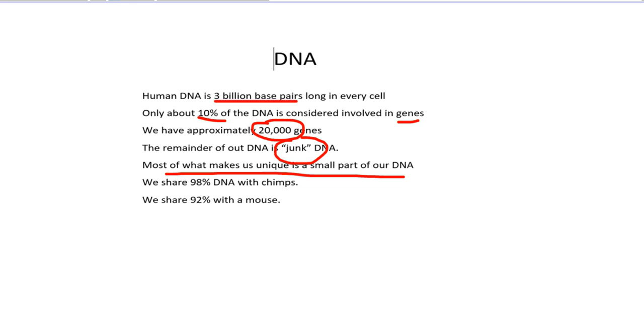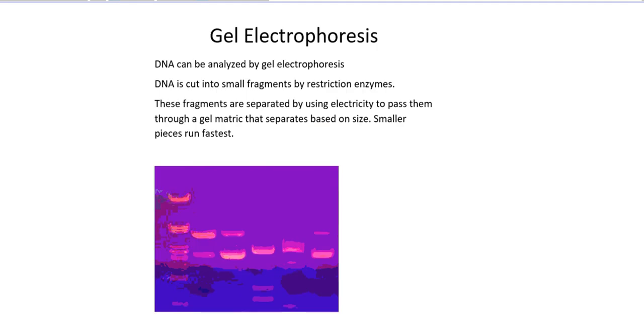In fact, we actually share 98% of our DNA with chimps. So you definitely recognize a chimp as being different than a person, but 98% of our DNA is the same. 92% of it is really the same as a mouse. So almost all our DNA within the same species is just about the same. It's only a very small percentage which is different. How do we know this?